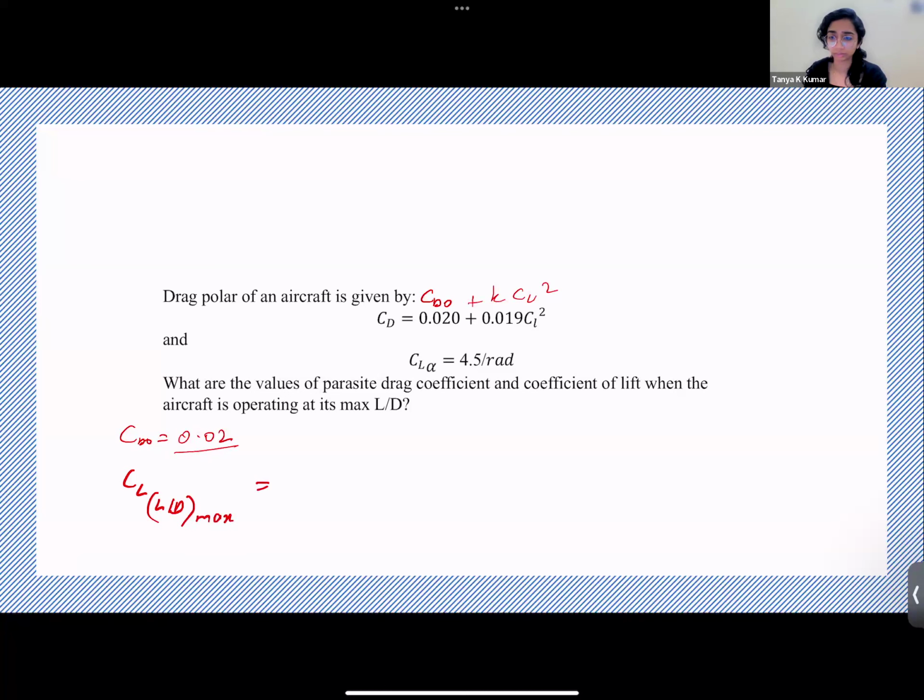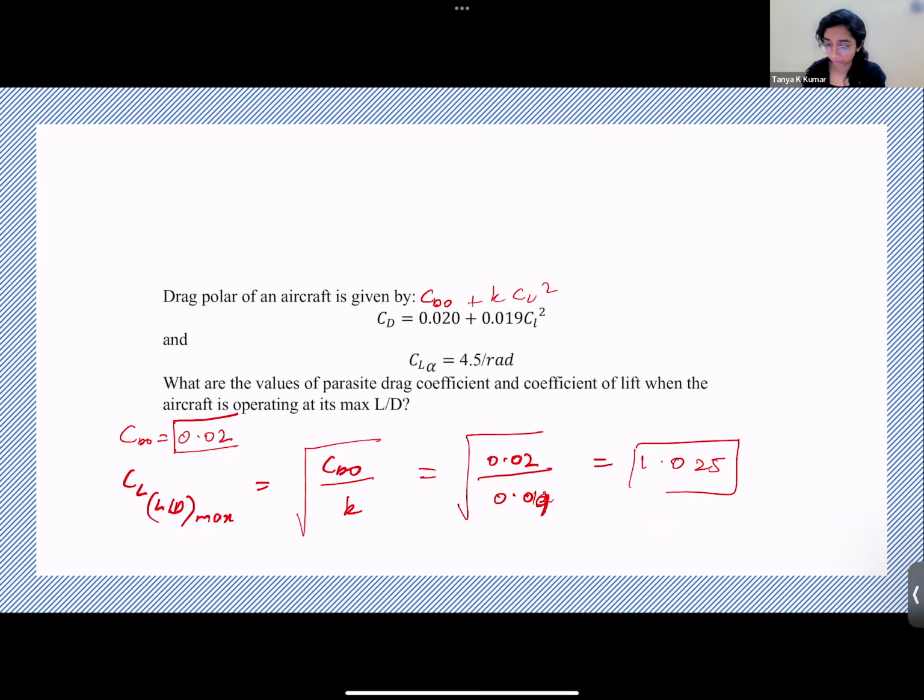What is the equation? We've done this so many times now. Under root CD naught by K. Correct. So just substitute it and let me know what is the answer. It is equal to 1.025, right? So these are the two answers. Yes, 1.03.